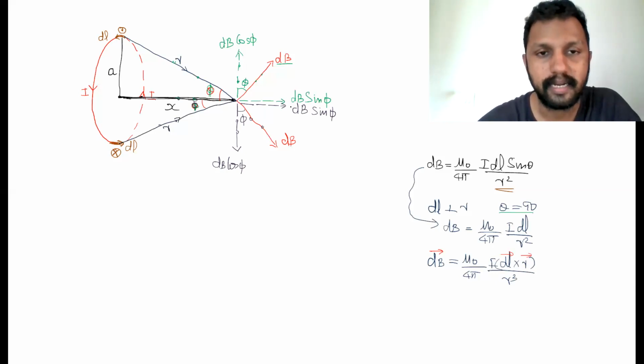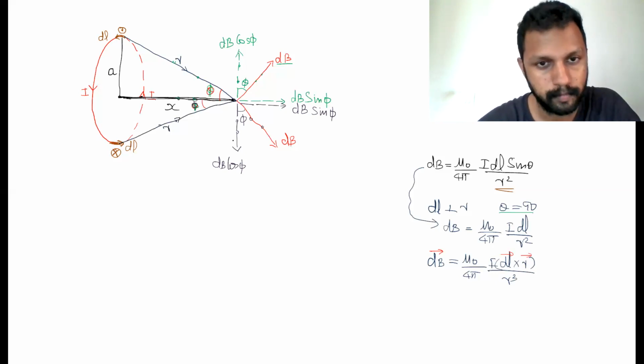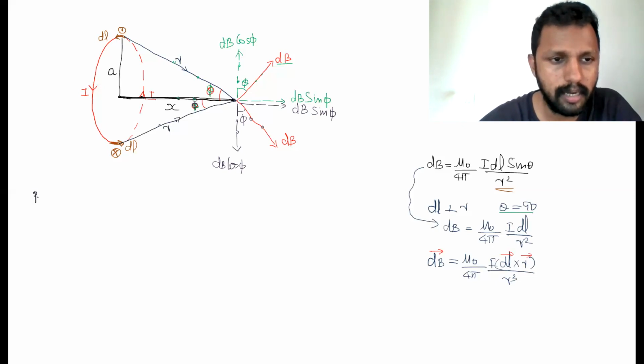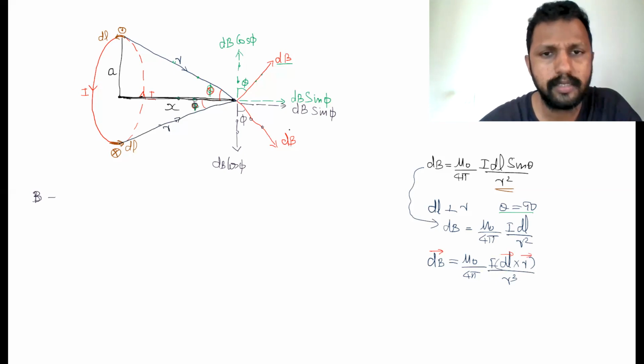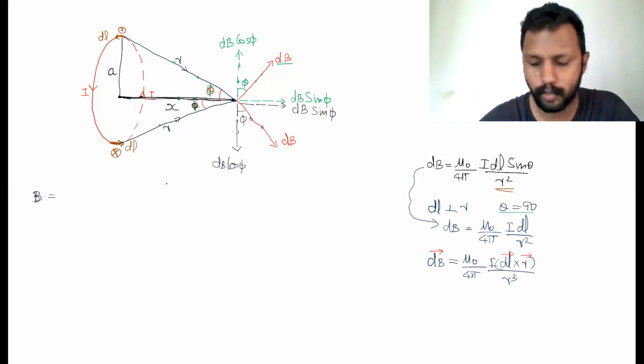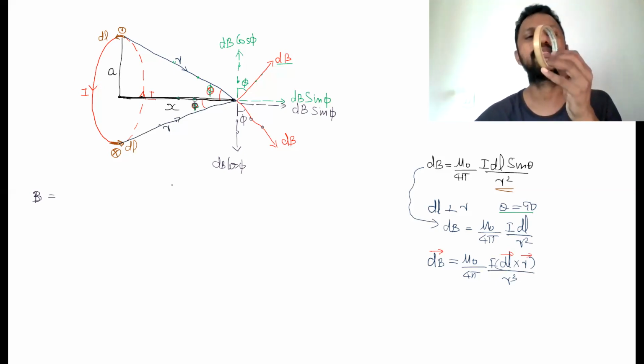From this diagram, it is clear that the DB cos phi components are in the opposite direction. Therefore, they will cancel out. The DB sin phi components are in the same direction. Therefore, should the total magnetic field intensity in this case be 2 times DB sin phi? No, it's not 2 times DB sin phi.